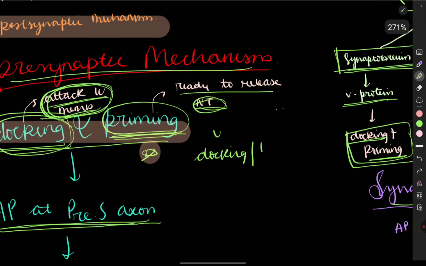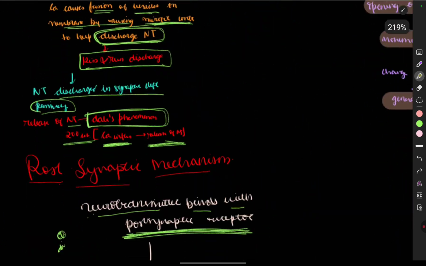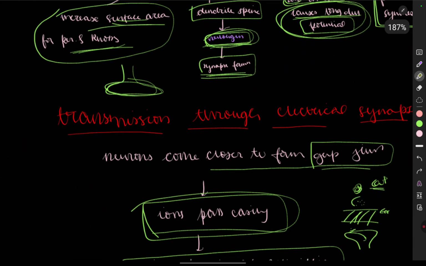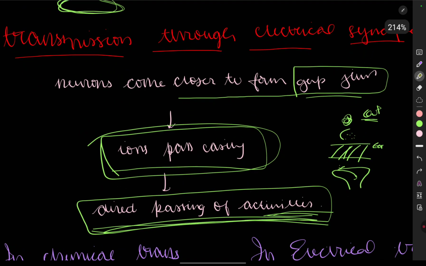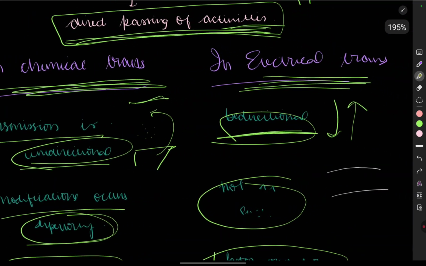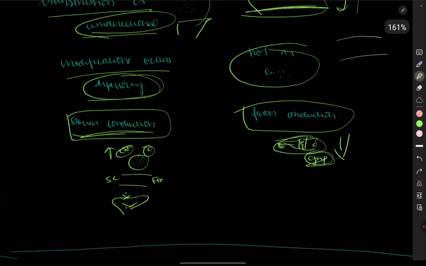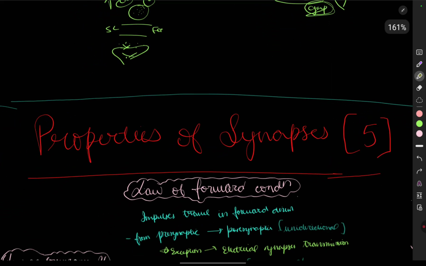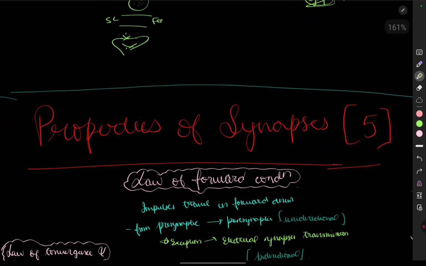then the role of the membrane protein, the presynaptic mechanism, the postsynaptic mechanism, and then we saw the role of the dendrites in the transmission, and transmission through the electrical synapses, and what is the difference between the chemical and electrical transmission. So we completed all of this in the previous video in hardly 33 minutes.